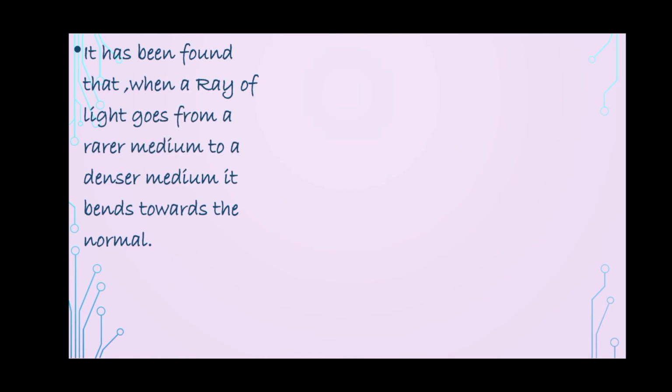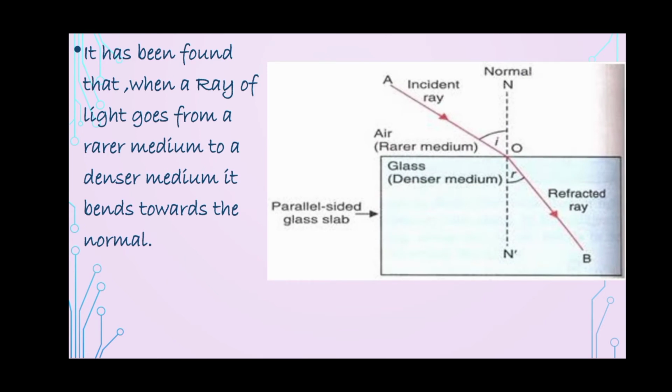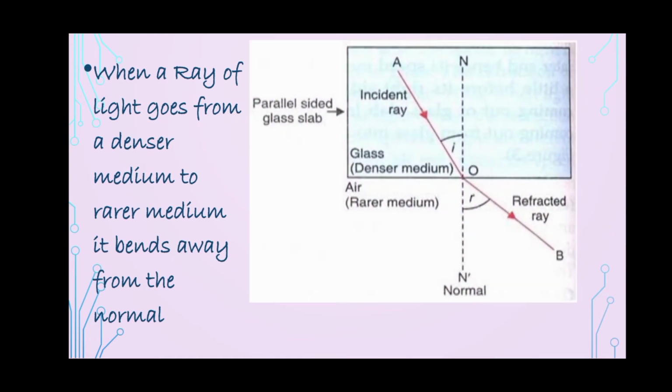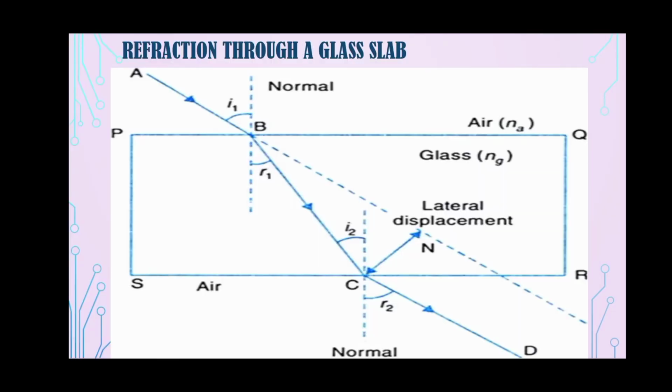It has been found that when a ray of light goes from a rarer medium to a denser medium, it bends towards the normal. When a ray of light goes from a denser medium to a rarer medium, it bends away from the normal. The perpendicular distance between the original path of incident ray and emergent ray coming out of the glass slab is called lateral displacement of the emergent ray of light.